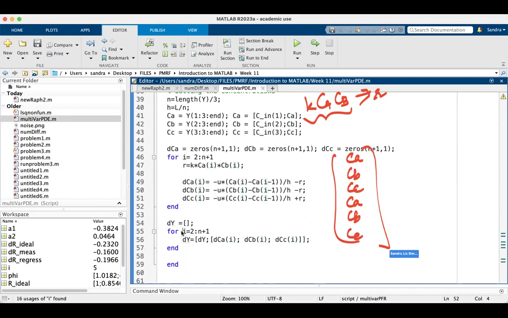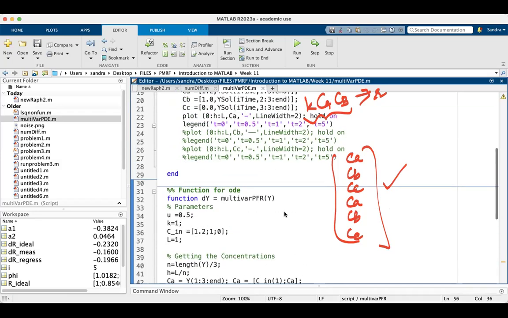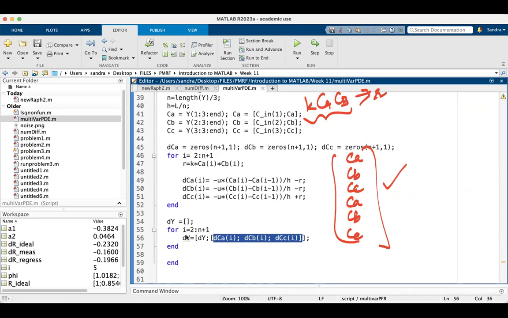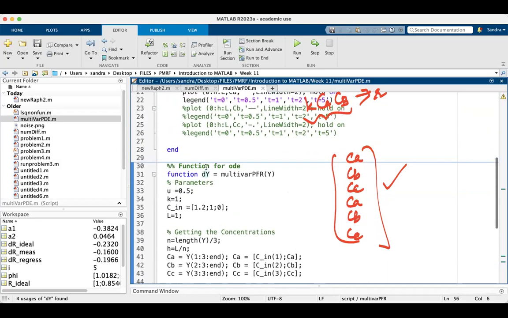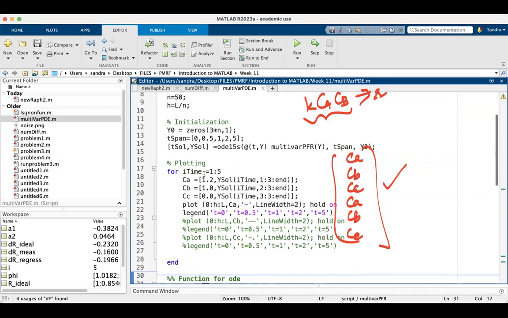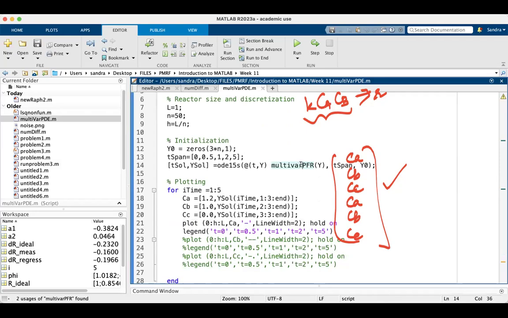So for that, I again run a loop from 2 to n plus 1. Then in dy, I first create a vector like this and I concatenate. So dy is initially a null vector. Then I take the first indexes of all this CA, CB and CC, group them together, and to that I concatenate the second indexes of CA, CB, CC. And again I group the third index and so on. So finally I'll be getting this order. Once I get this order, I'll be sending this as the output. dy is the output here. So that is what will be given by the multi-var PFR file.